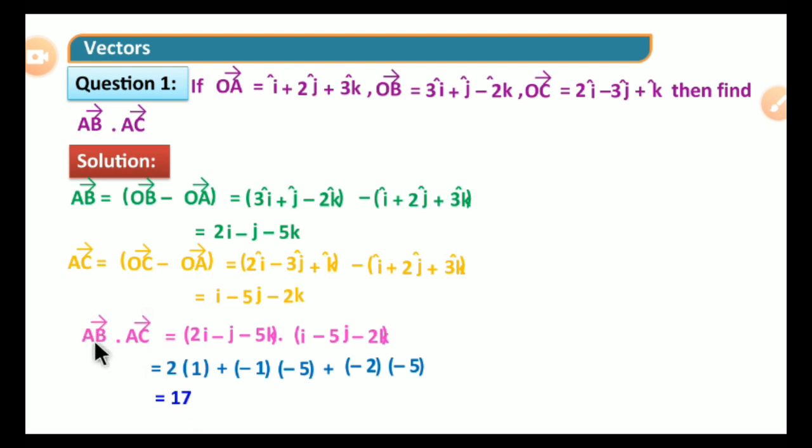So this is how to find the dot product of two vectors.